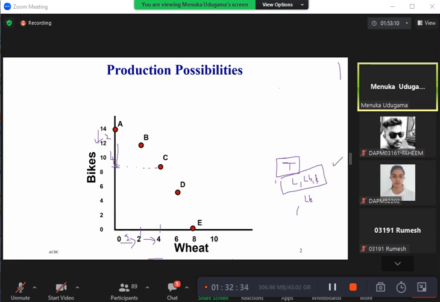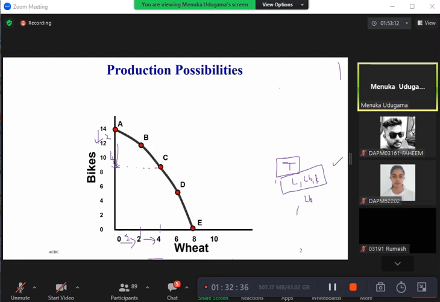Right? So if I draw a curve, this curve shows the most efficient points of production for a firm or for an economy. Let's say this economy produces bikes and wheat. So these are the efficient points of production for the economy.